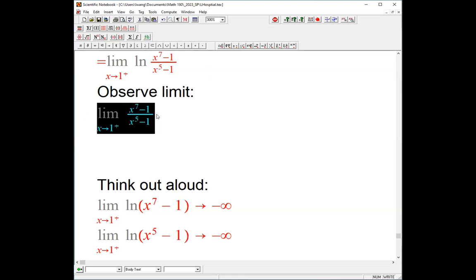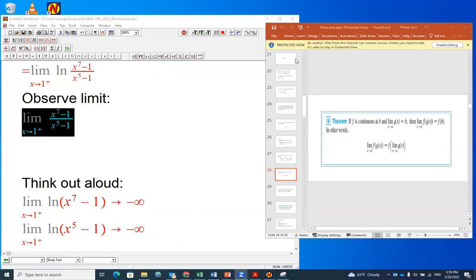So that's why we observe this inside limit. We're trying to see if this condition is satisfied. We are checking on this condition, because f has to be continuous at b. So let me mark it for you. Oh, never mind. I have to reshare the screen. You probably don't see that. I'm sorry. Okay, here. So now you see the theorem, right?